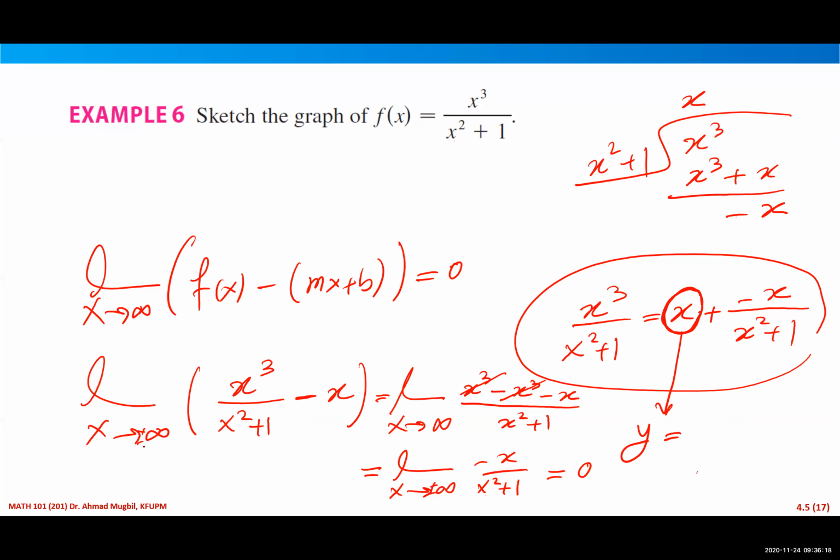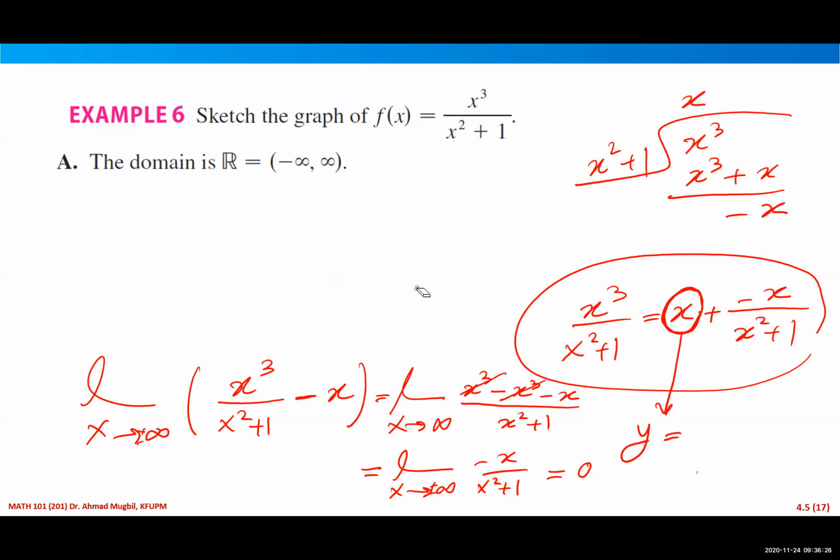I think you know now how to find the slant asymptote. And we will see how to sketch the graph of a function when you have a slant asymptote by solving this example. So remember, ya shabab, the guidelines. You need to start with the domain. The domain of this is all the real numbers. Why? We have a denominator here, but the denominator can never be 0 for any real number. So the domain is all the real numbers.